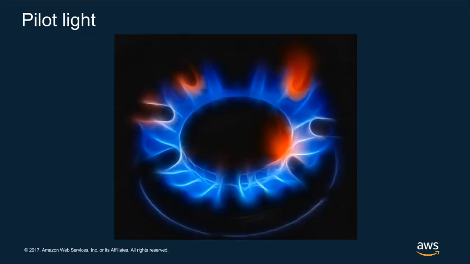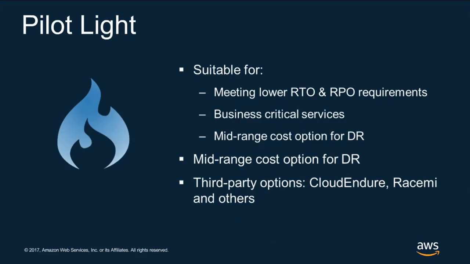Now let's look at a more traditional DR scenario. Let's look at the pilot light scenario. Pilot light DR architecture is great for meeting longer RTO and RPO requirements. It's suitable for business critical services that can sustain from 15 to 60 minutes-ish of downtime, and provides a mid-range cost option for DR. This solution might include third-party tools like Cloud Endure, Racemi, and others.